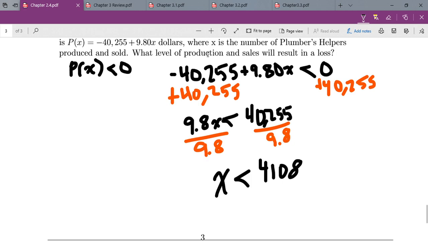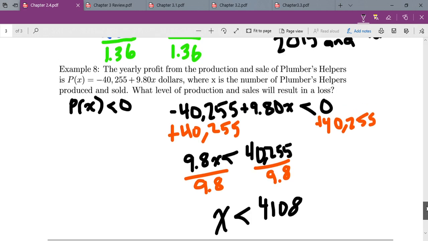So essentially, if they produce less than 4,108 units, they are not going to make a profit. They're going to make a loss. The break even would be that 4,107.65306. That's what I got on my calculator. Hopefully that's what you got on yours. Obviously, like I said, they're not going to make that piece of a unit. So if they actually make 4,108 units, they'll actually make a very small profit. So that's kind of how your answer flows there.